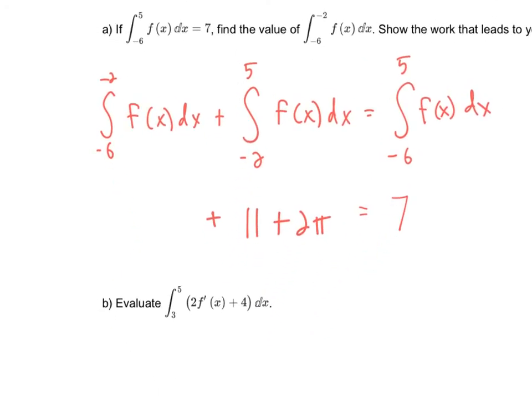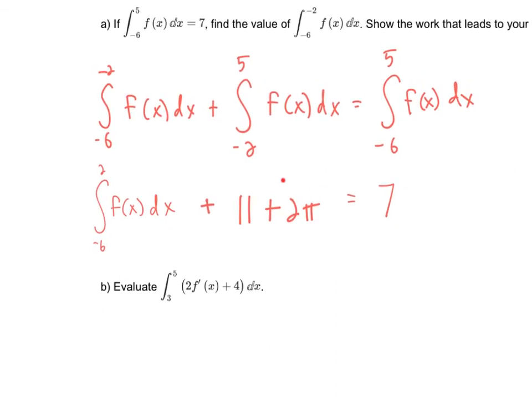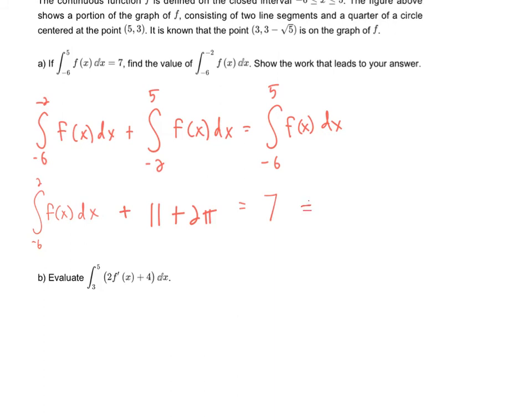Okay, and then now we still need to find this. All you do is subtract these from that, and that'll be it. If we do that, it'll be 7, so that's negative 4 minus 2 pi. That's it.